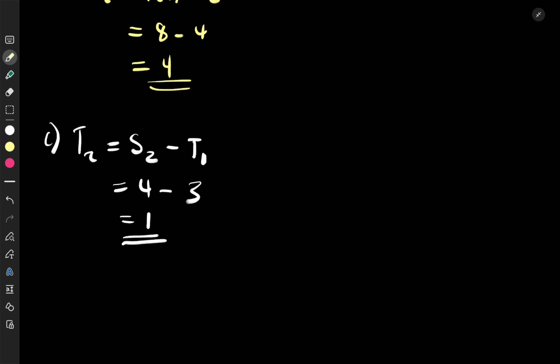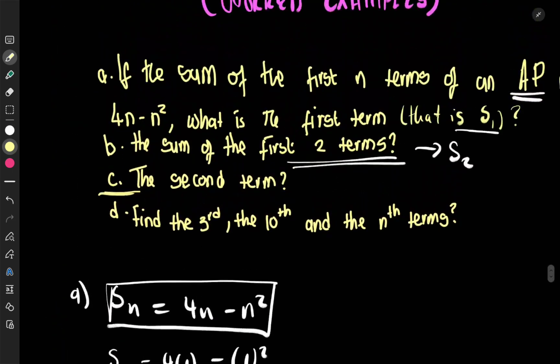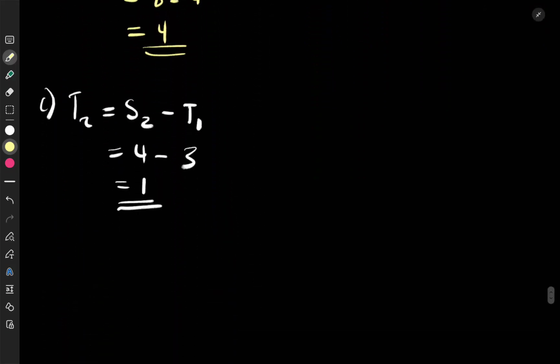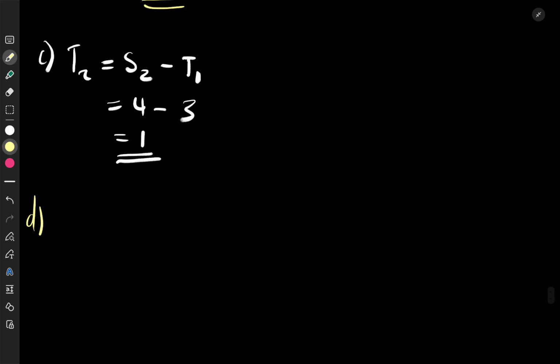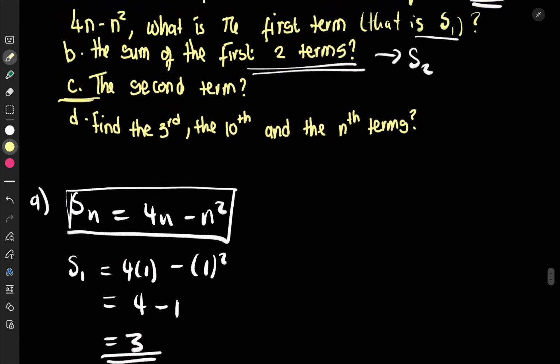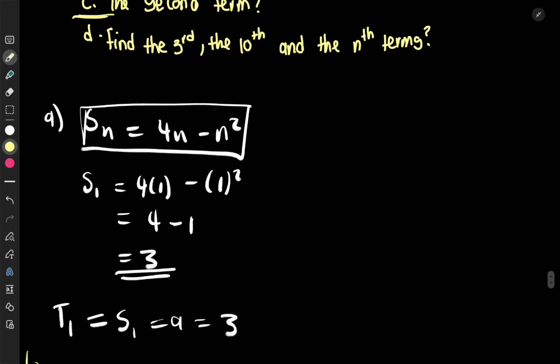It's okay. We'll go to the next one. What does it say now? It says find the 3rd, 10th, and the nth terms. So we can go to part D, which says find the 3rd term, right? It says find the 3rd, the 10th, and the nth terms. How easy can this be?